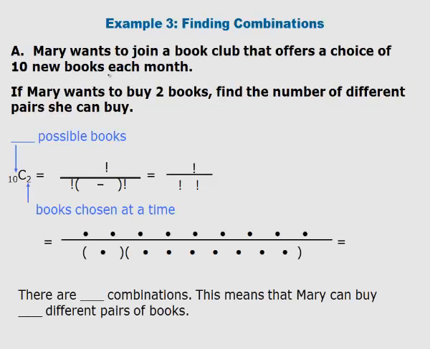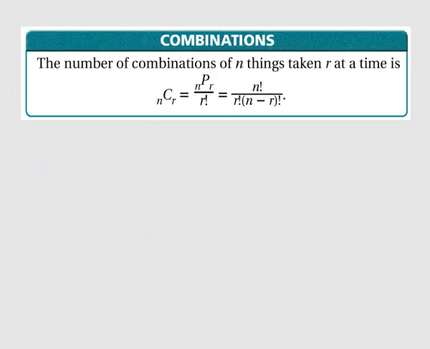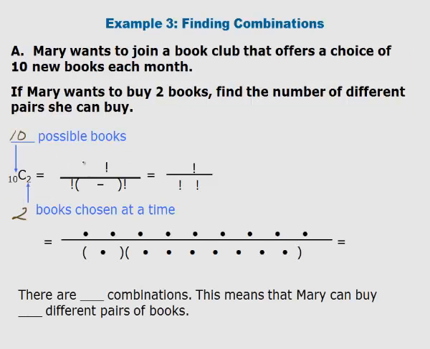Let's try an example. Mary wants to join a book club that offers a choice of 10 new books each month. If Mary wants to buy 2 books, find the number of different pairs she can buy. Well, there are 10 books, and she's choosing the books 2 at a time. So using this formula, we're going to have 10 factorial over 2 factorial times 10 minus 2 factorial. So we're going to have 10 factorial over 2 factorial, 8 factorial.